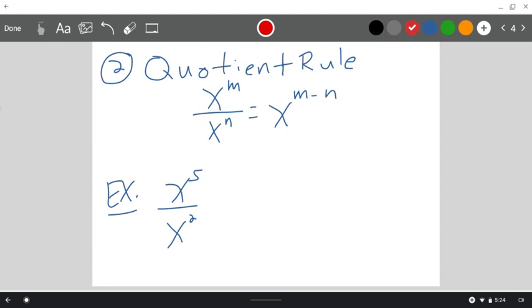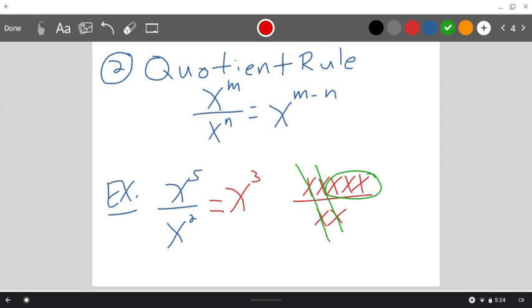The second rule is the quotient rule. So when you're dividing with the same base, you subtract exponents. For example, x to the 5th over x squared, subtract the exponents, and you would have x cubed. Again, if you forget, you can write out all the little x's, whatever variable you have. And then if you cancel out top and bottom, what you have left would be 3 x's, x cubed.